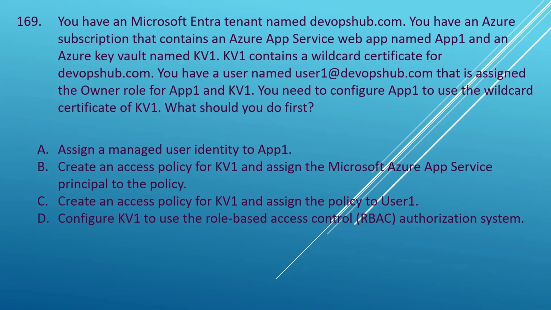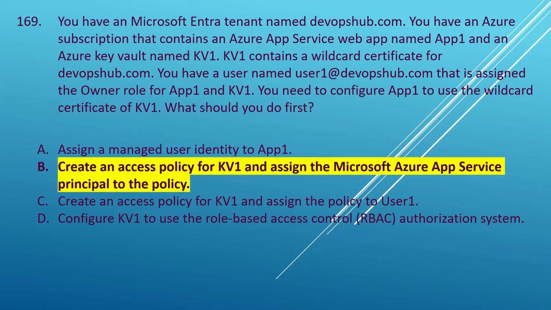Your options are: assign a managed identity to App1; create an access policy for KV1 and assign the Microsoft Azure App Service principal to the policy; create an access policy for KV1 and assign the policy to user1; or configure KV1 to use the role-based access control authorization system.